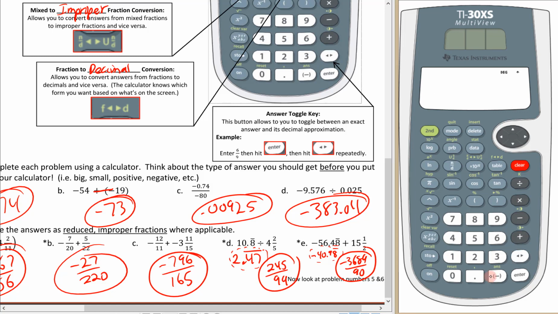Watch what happens if I do this, negative 40.9. Let's fill up the screens with 8s. Okay? And then I'm going to do the fraction to decimal conversion, and look what it tells us. Okay, 3689 over 90, so it gives us the right answer there.